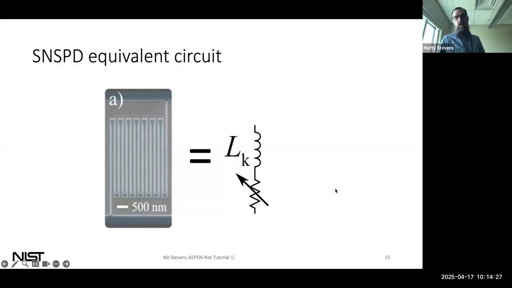So here's a pretty small version of a nanowire, but you can see rather than having one single wire, which is going to be very hard to couple light to efficiently, we tend to have a meander where the wire meanders back and forth across some larger area here. And then it makes it easier to couple our photon to. So that's basically equivalent to some inductor in series with a variable resistor.